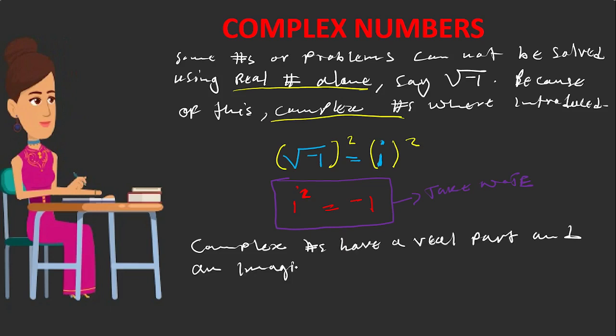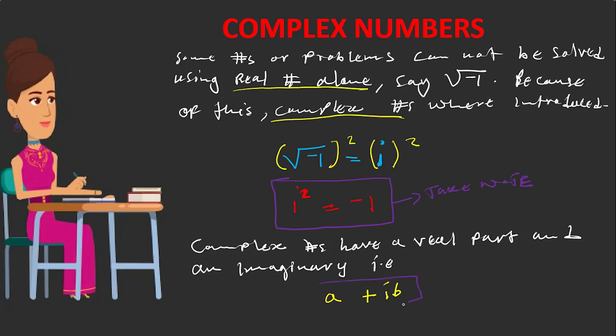Okay. So I'm going to explain this in terms of the expression which I'm going to write down there. Complex numbers have a real part and an imaginary part. So you have A plus, let's say, iB. This is an expression which we have been given, A plus iB. And we need to take note that a complex number is made up of the real part and the imaginary part.